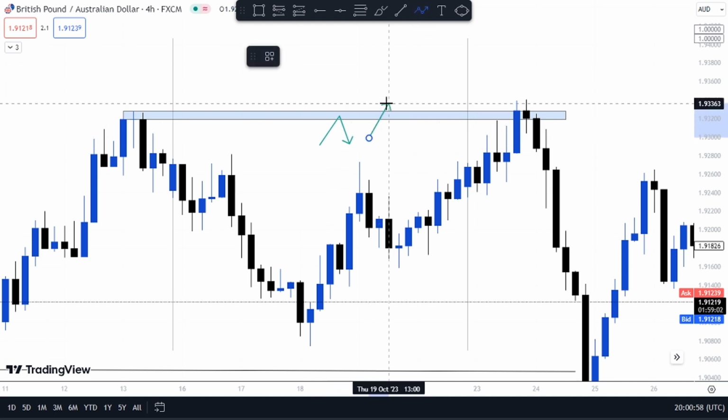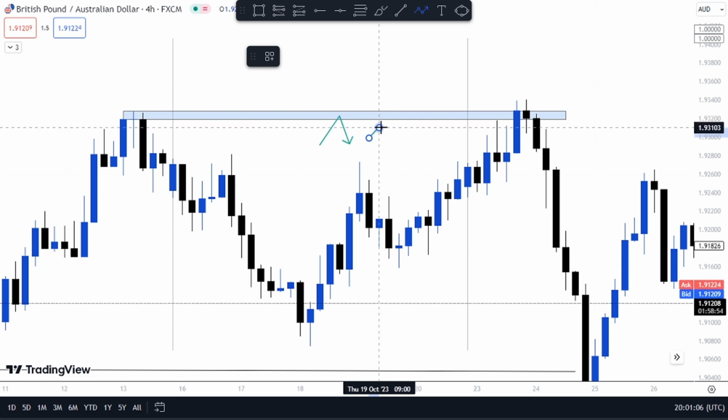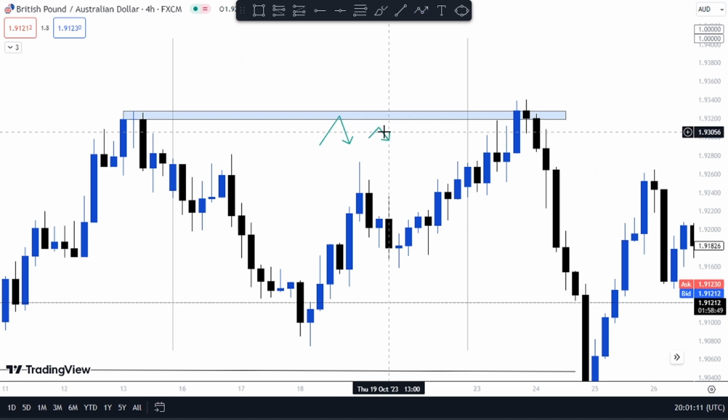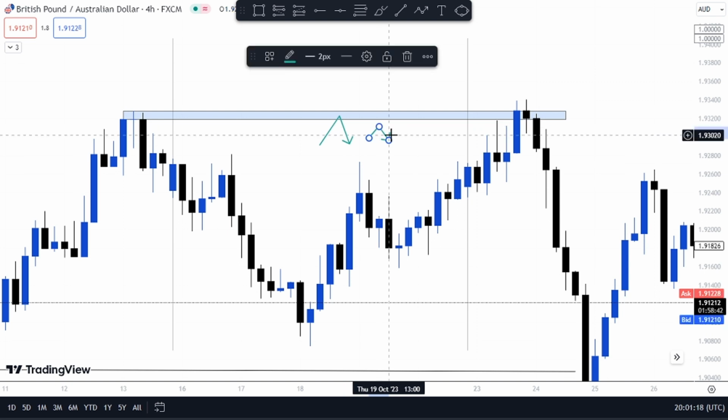I can see a week closing a week above this region, but what I don't want to see is a candle that did not touch the region. If the candle did not enter this region, I will not consider that. I will not be considering that.